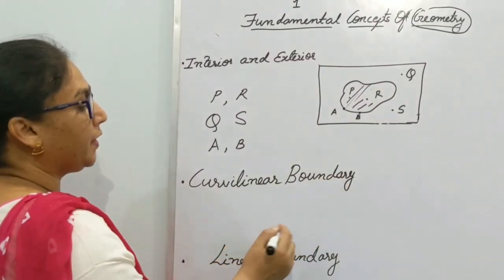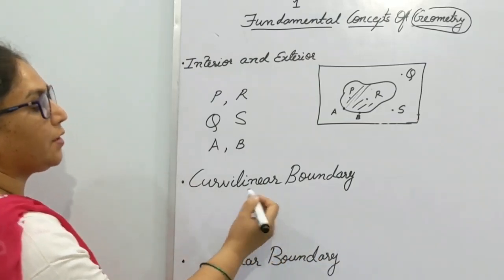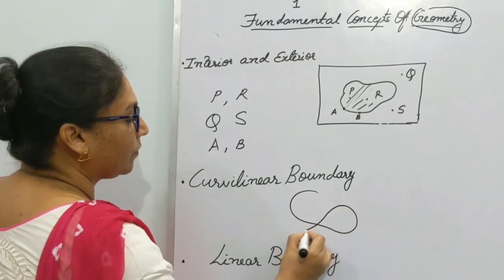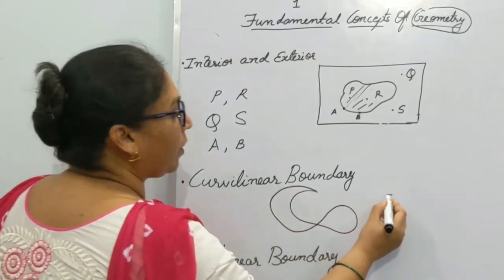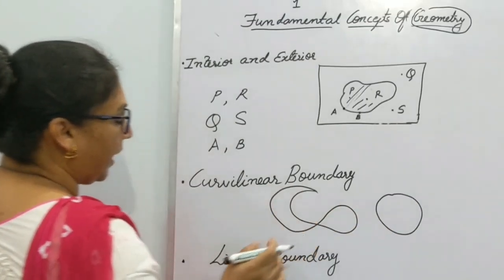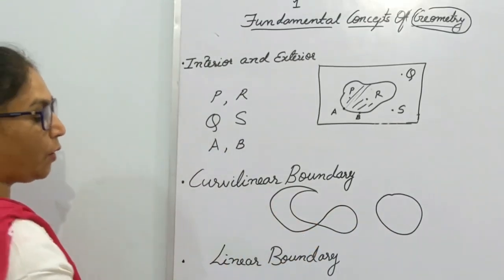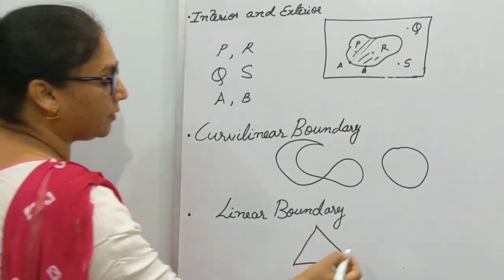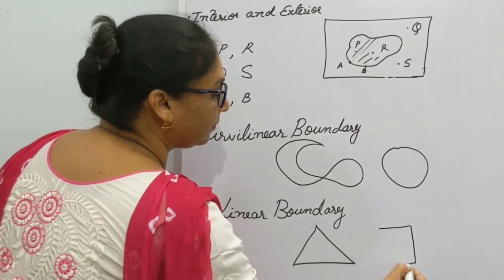Curvilinear boundary. If a figure is bounded by a curved line, it is called a curvilinear boundary. For example, just see the figure like this, or you can draw something like this. These are curvilinear boundaries. And if a figure is bounded by straight lines, then it's called a linear boundary. One more example.